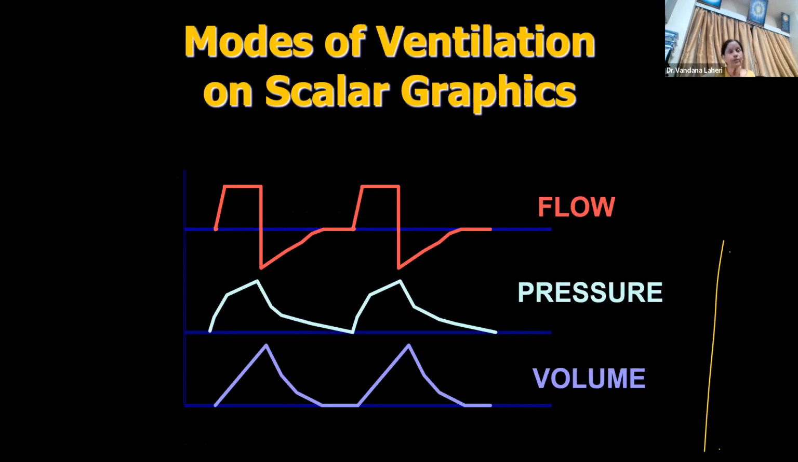Now, can you diagnose modes of ventilation on a scalar graphic? We all know that the flow, pressure, and volume waveforms appear simultaneously on graphics. Now, I want to know what kind of mode this is. Looking at this, I would say the patient is not triggering, right? So it is a control mode. It is a square wave pattern, okay? So most probably this is mechanical ventilation.